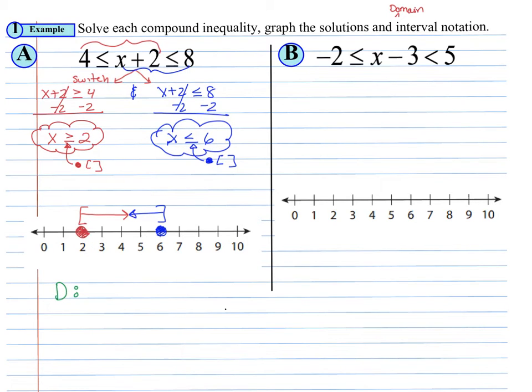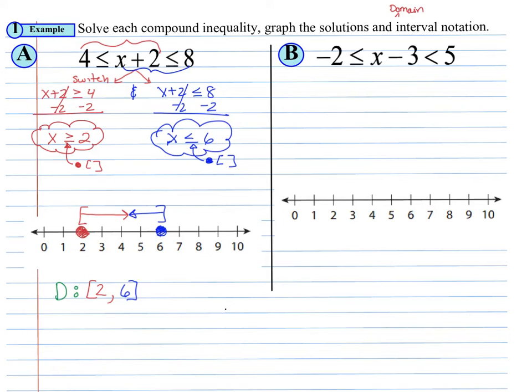Domain, you always write from the smallest number that we know, which is 2, to the biggest number that we know, which is 6. So we're going to have from 2, including 2, this is why we use a bracket, comma, to 6, including 6. That's why we have a bracket.